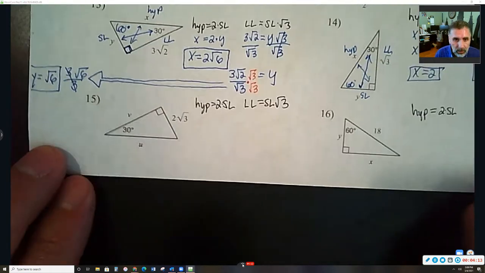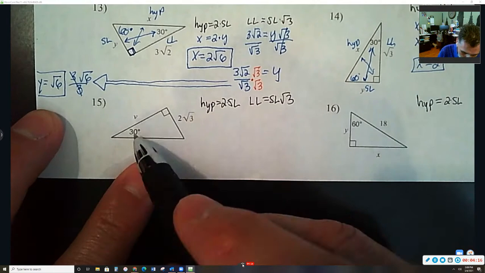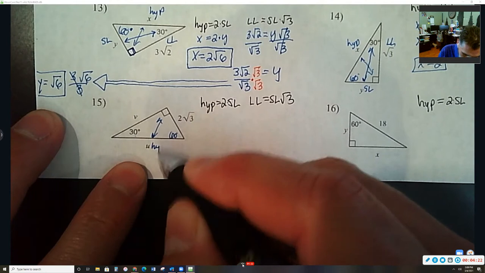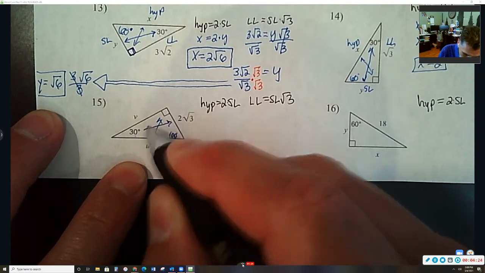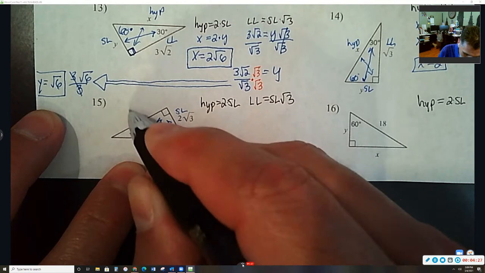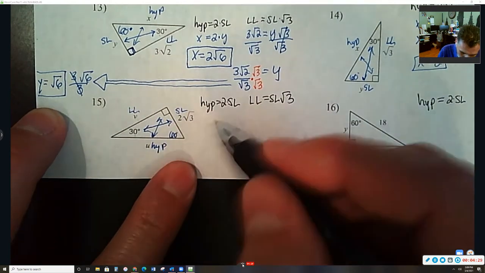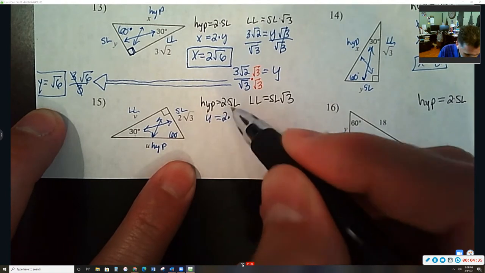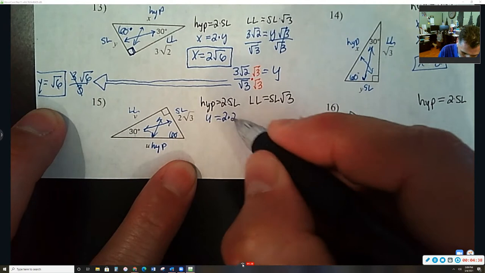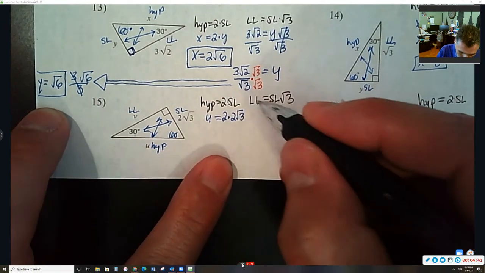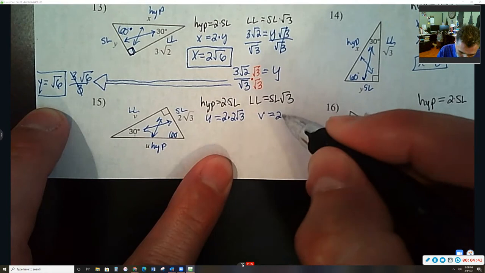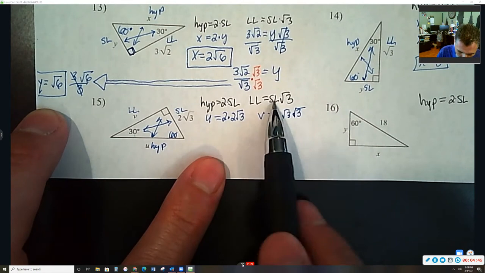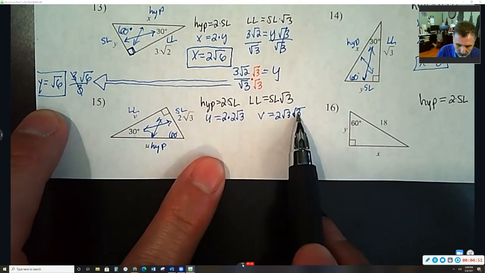Let's go to 15. That's 30, that's 90, this must be 60. That's the hypotenuse. Across 30 is the short leg. Across 60 is the long leg. So the hypotenuse is u. The short leg, well, let me put the 2 there. The short leg is 2 square root of 3. The long leg is v. 2 square root of 3 times square root of 3. So the short leg is 2 square root of 3, and then you bring down the other square root of 3.